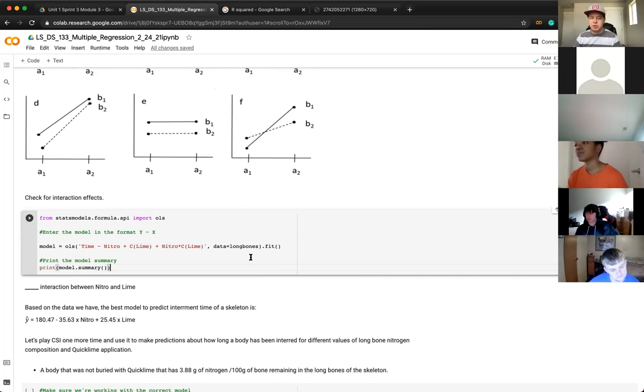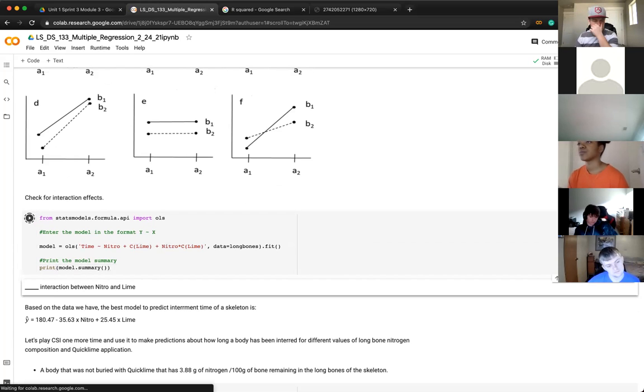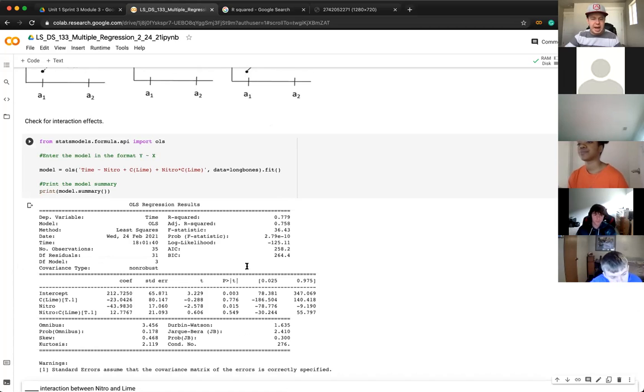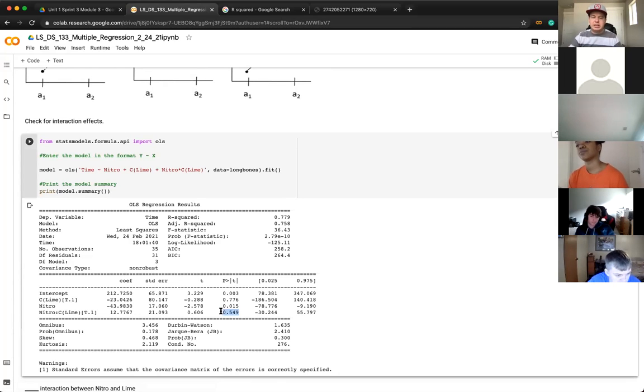So let's run this and take a look at it. And we see that it's not really significant. And our R squared is not the highest it's been. It would be higher if we just didn't include this term.